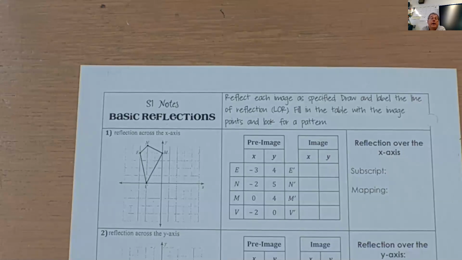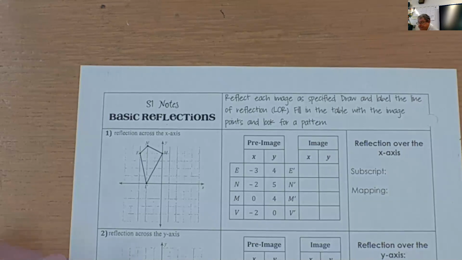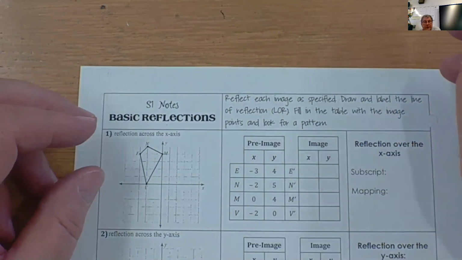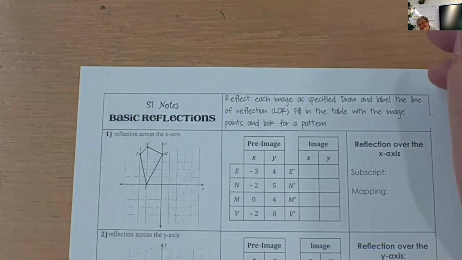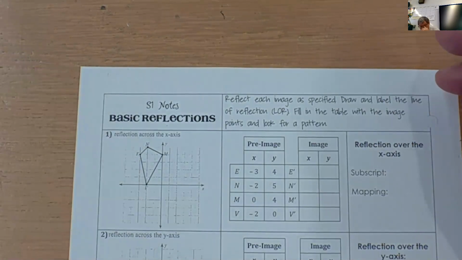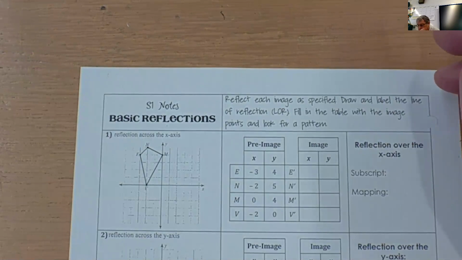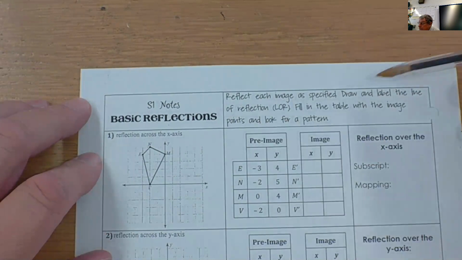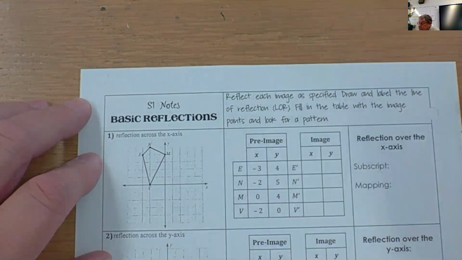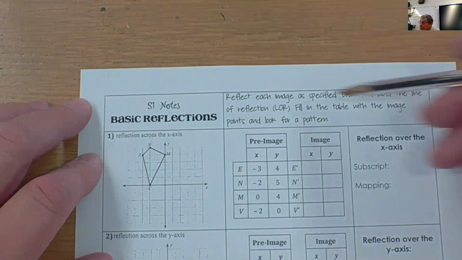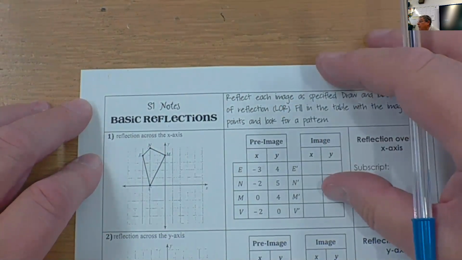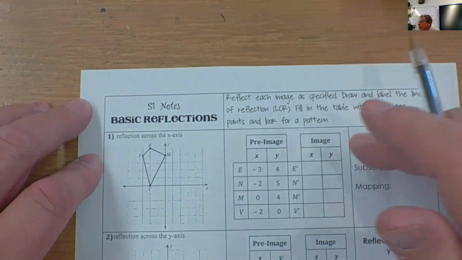All right, today we're going to be talking about basic reflections. You all looked in the mirror, you know what a reflection is. Okay, now reflections are always done over a line of reflection. Now we're going to draw the reflections and we're going to label the line of reflection the LOR, line of reflection. We're going to always label the line of reflection.